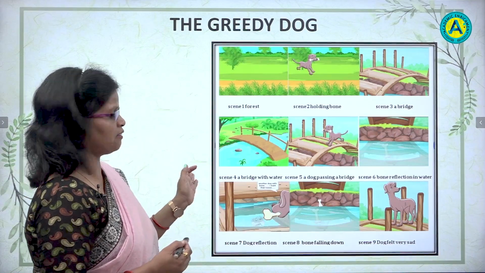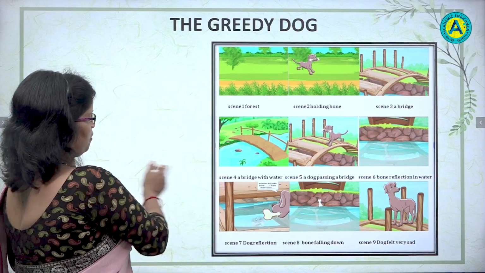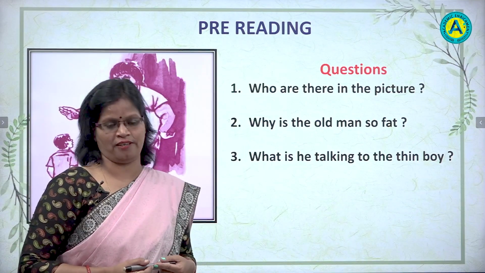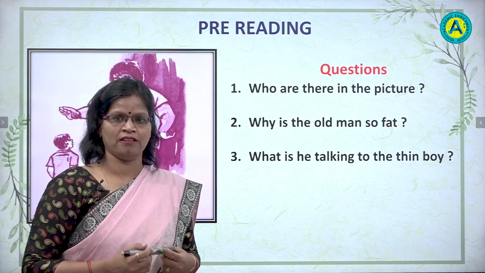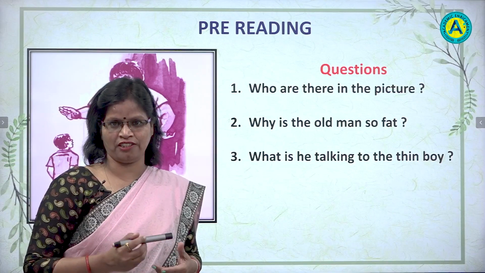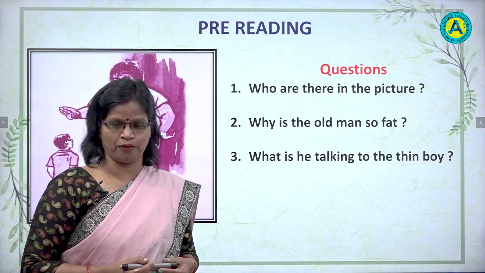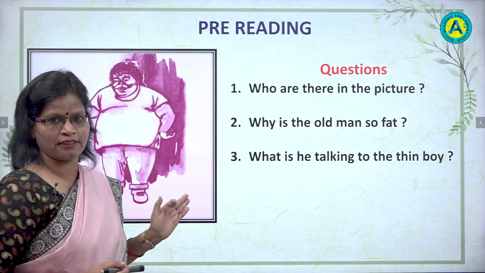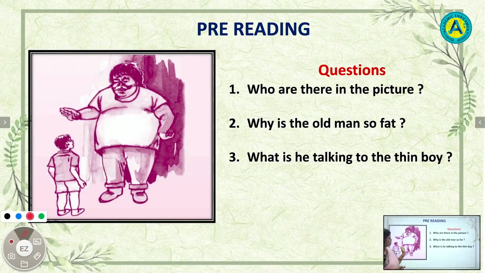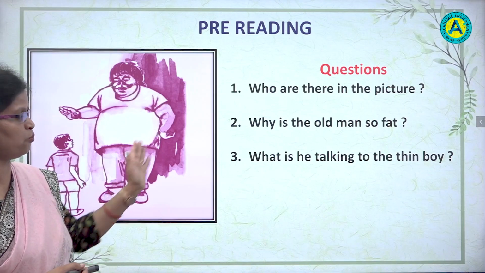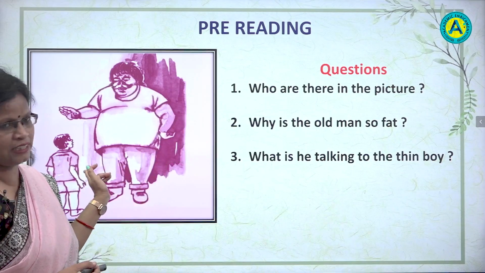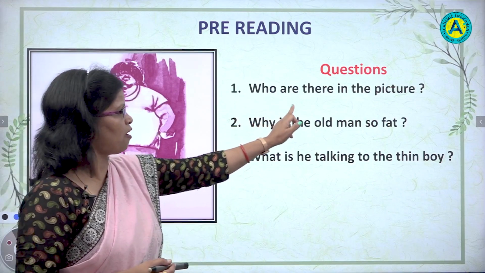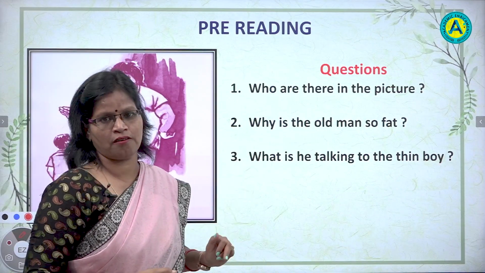Now let's start our lesson. The name of the lesson is The Greedy Fat Old Man, part 1. This is in your English book, the second chapter of your English book. Before starting the lesson, let's have a look at this picture. What do you see in this picture? I am going to ask you some questions based on this picture. So my first question is, who is there in the picture?